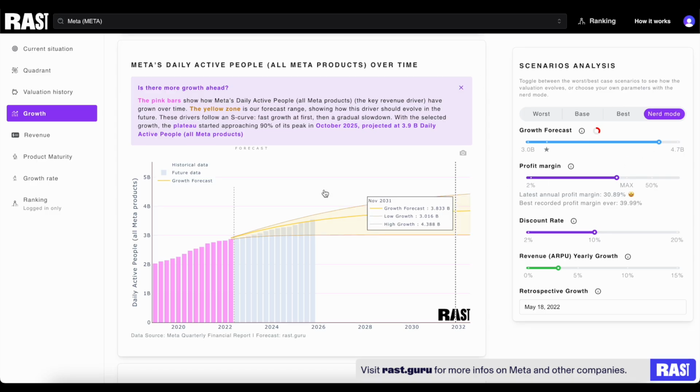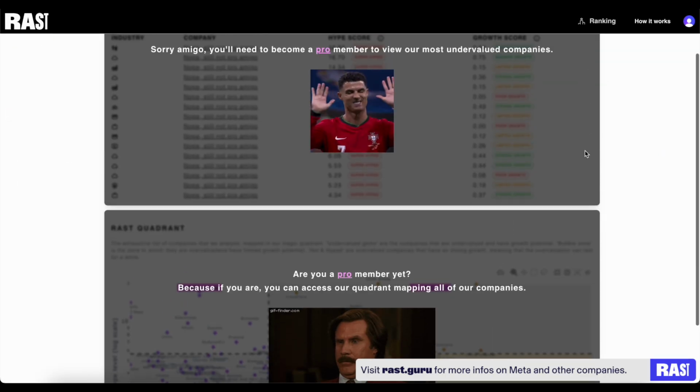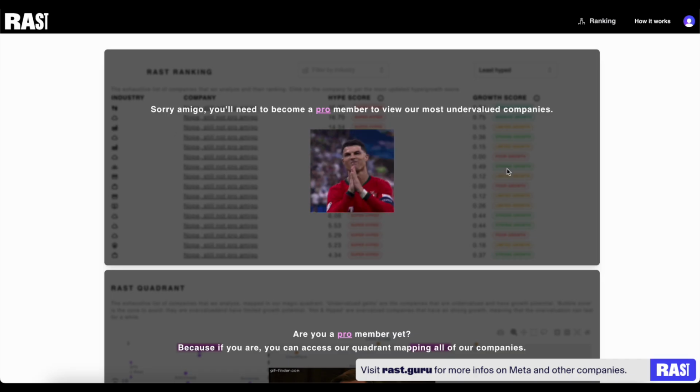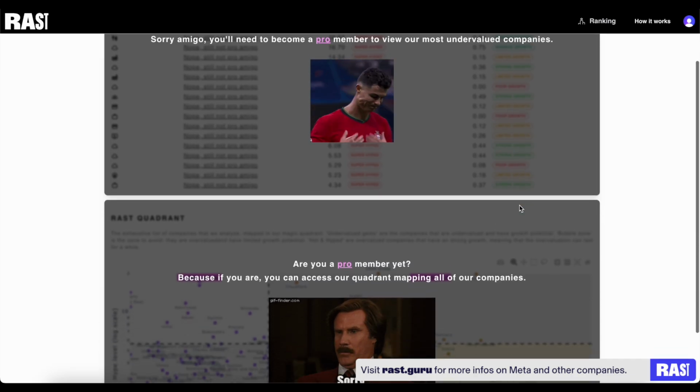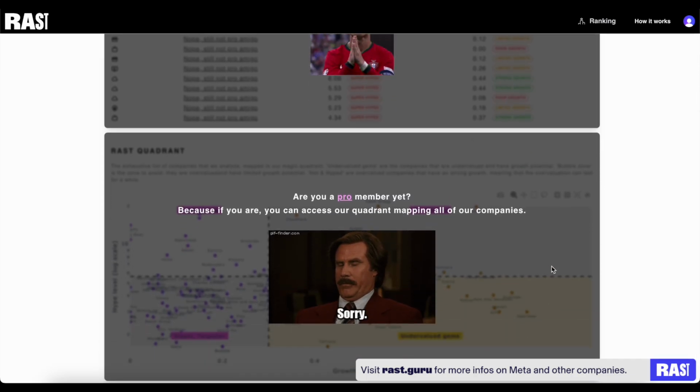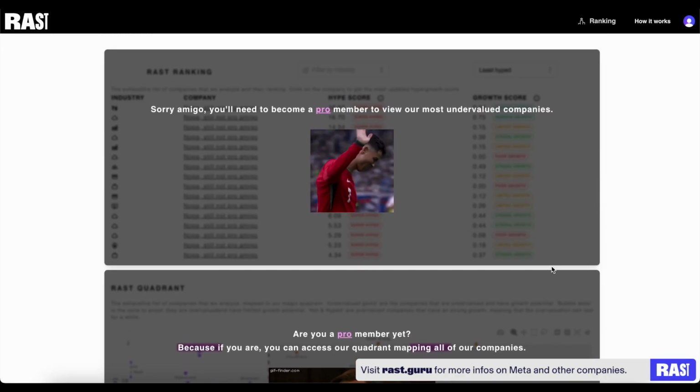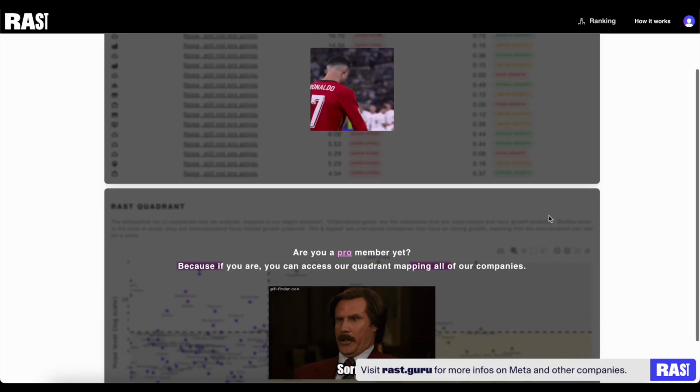Finally, check out our ranking section. Updated every week, this is where we track the most undervalued companies across all of RAST. It's essentially a leaderboard for potential opportunities. Now, this feature is only available to our pro users. But hey, that's how we're able to stay completely independent and ad-free. It allows us to keep providing you with neutral, objective data without any outside influence.